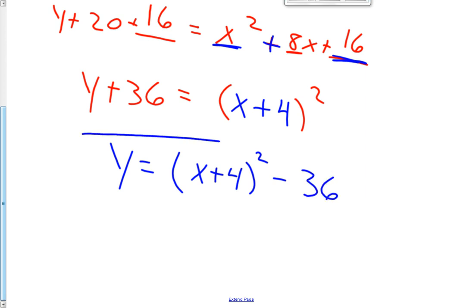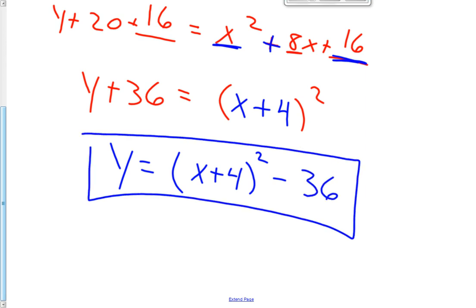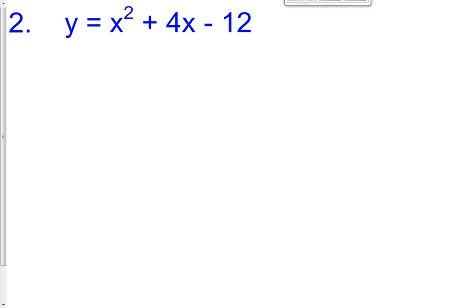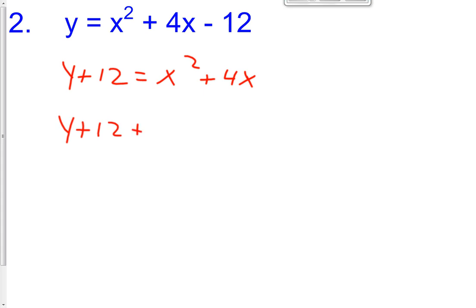Why don't you guys pause the video at this time and try number 2 on your own. When you did number 2, you should have added 12. So we have y plus 12 that equals x squared plus 4x. And now you're ready for your blank at this step, because you have your x squared and x on the same side, and you have a positive 1 in front of your x squared. So y plus 12 plus a blank, that equals x squared plus 4x plus a blank.